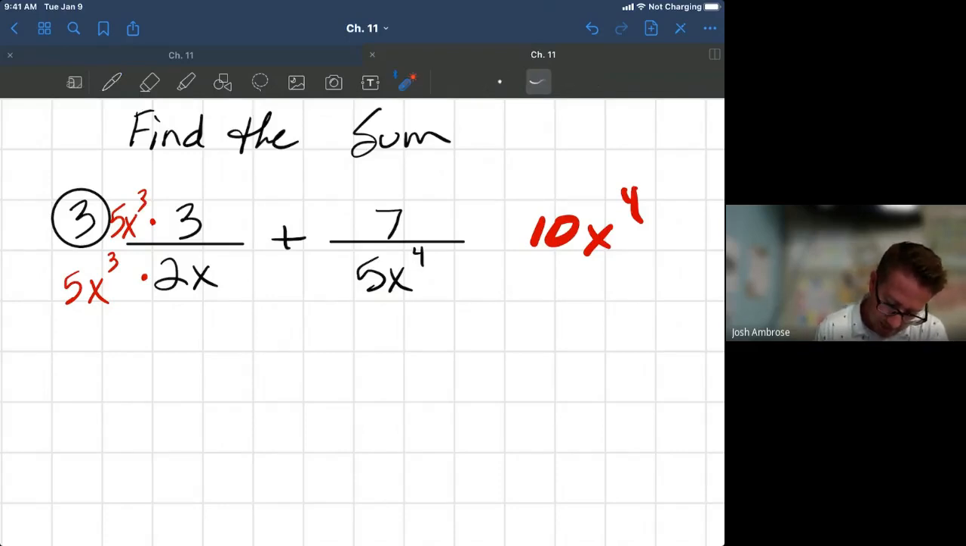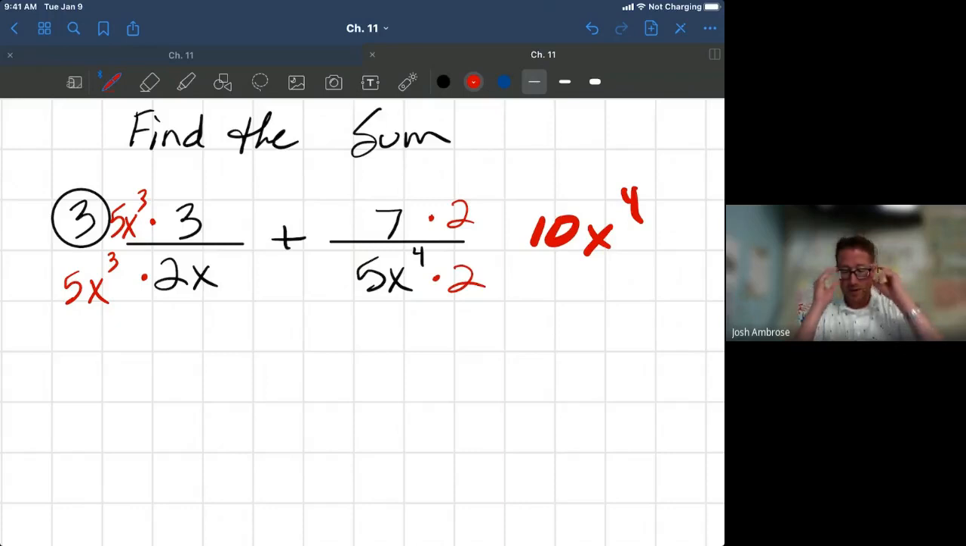Now let's take a look at this side. I have x to the 4th already, and that's what I want there. So I don't have to multiply it by any variables. I just need to multiply this side by a 2, because 5 and 2 will make 10.